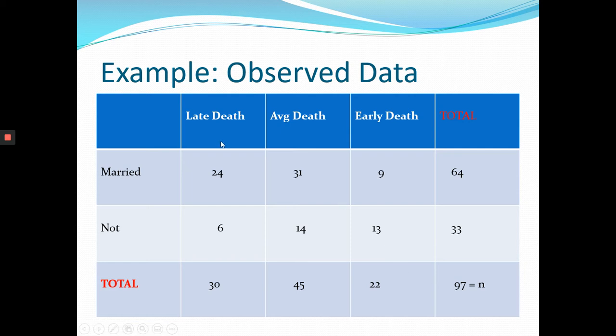We also have the total how many people are dying in different categories. So late death is 30, average death is 45, and early death is 22. And so if we add these three numbers together, it also adds up to 97. So you want to get those totals for your rows and totals for your columns because we need that to do our calculations. And double check that you have that right by just seeing if they add up to the same total over here in this corner, the total number of people you have.